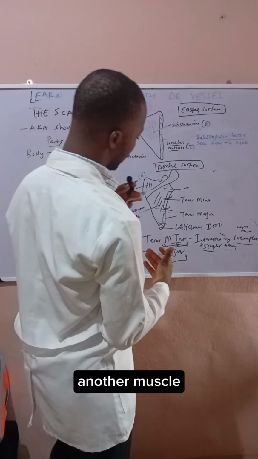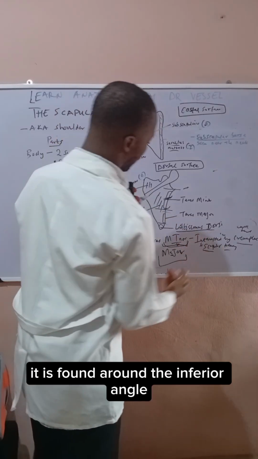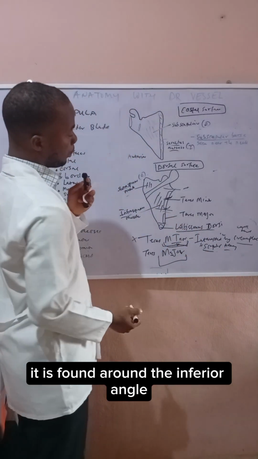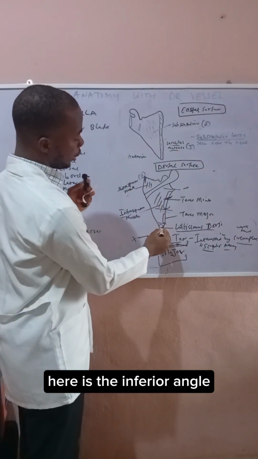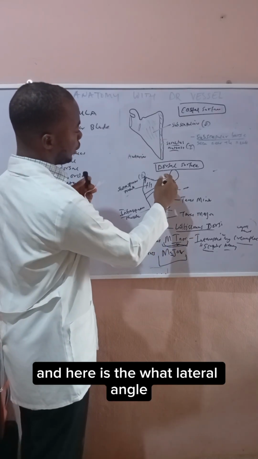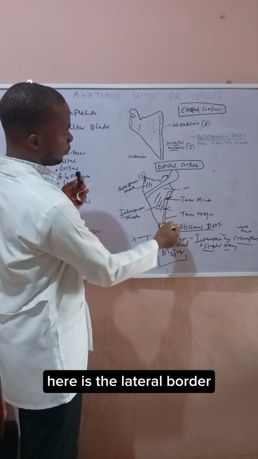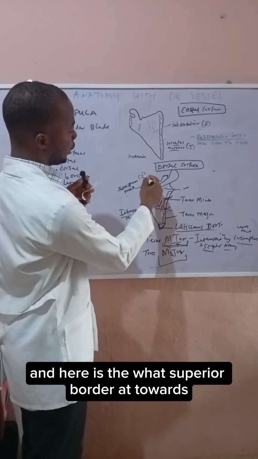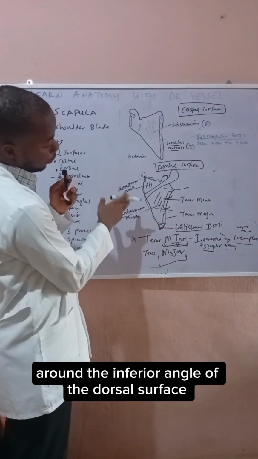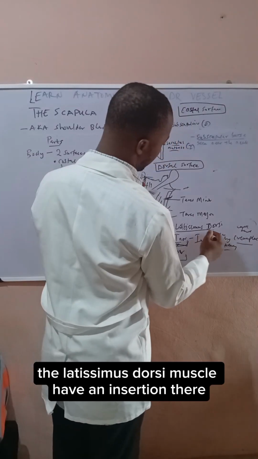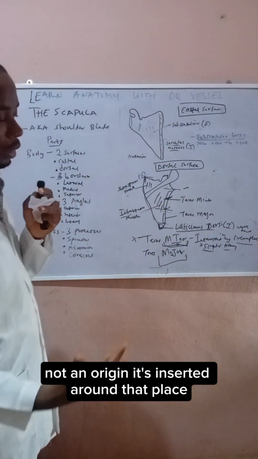Another muscle that can be seen in the dorsal surface of the scapula is the latissimus dorsi. It is found around the inferior angle. Remember what I said? Here is the superior angle. Here is the inferior angle, and here is the lateral angle. Here is the lateral border. Here is the medial border, and here is the superior border. Around the inferior angle of the dorsal surface, the latissimus dorsi muscle has an insertion there, not an origin.